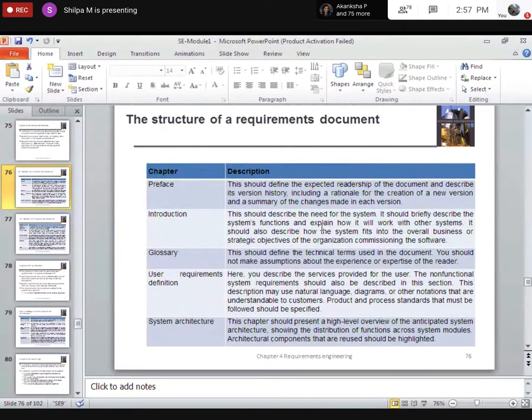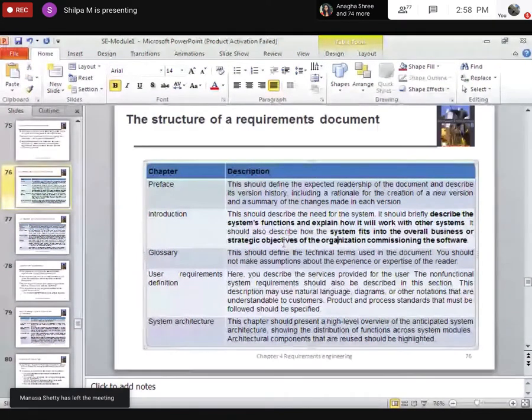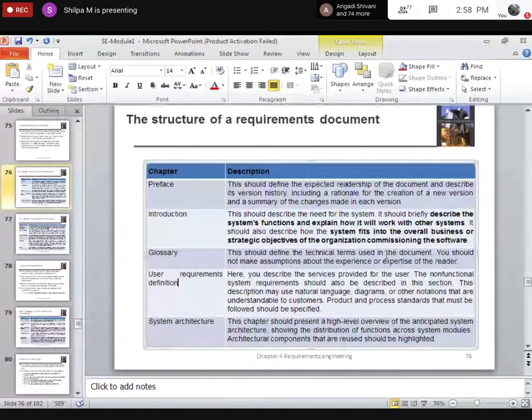Introduction describes the system function and how it works with the other systems. Basically you are telling how the system fits the overall business or strategic objectives of the organization. That is given in the introduction. So what the system does, where it is, what is the business use of the system, why they are developing it, those things are given in the introduction.